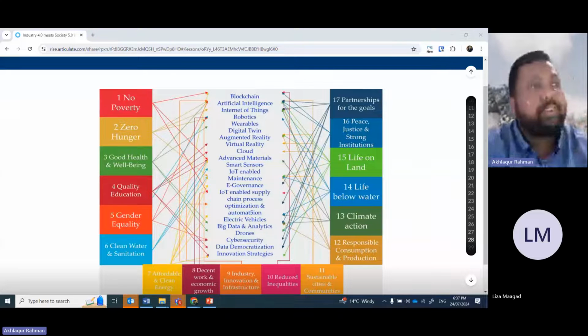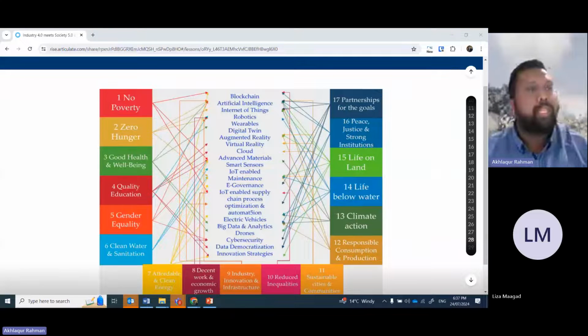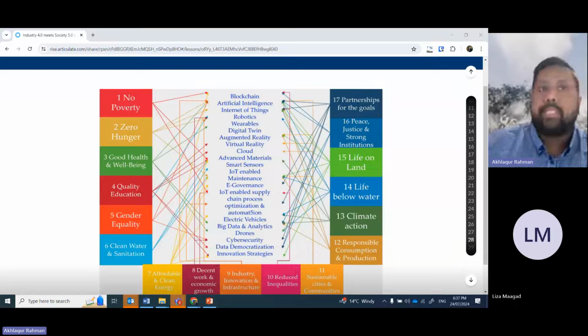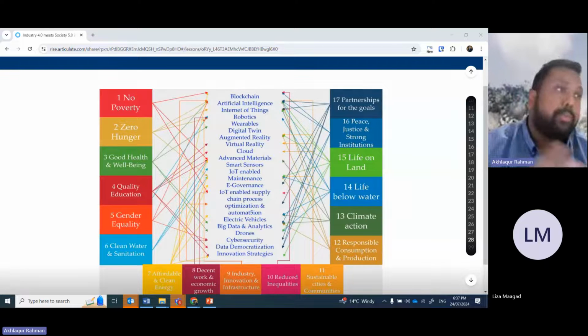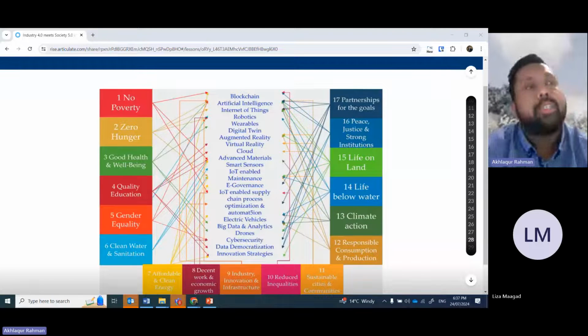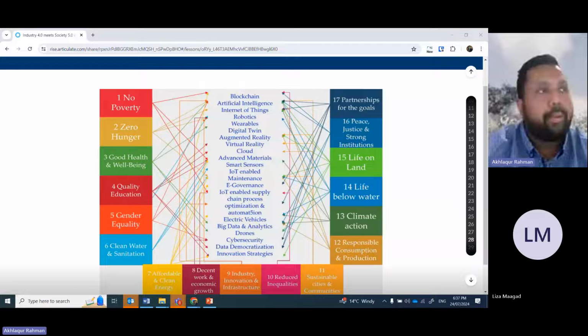Someone wrote MDG. Can you explain what MDG means in the chat? Yes, as I was mentioning, Millennium Development Goals. That's good, thank you so much. I think that goes hand in hand with Sustainable Development Goals as well.